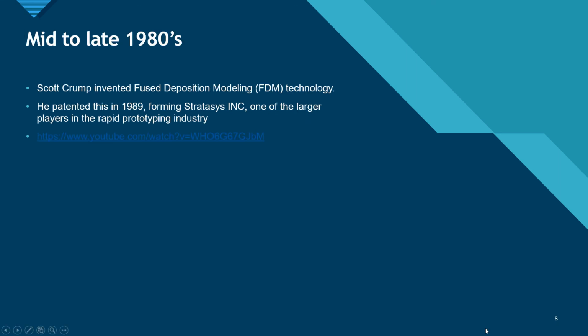In 1989, Scott Crump invented fused deposition modeling, or FDM technology. He then formed Stratasys Incorporated, one of the larger players in the rapid prototyping industry.